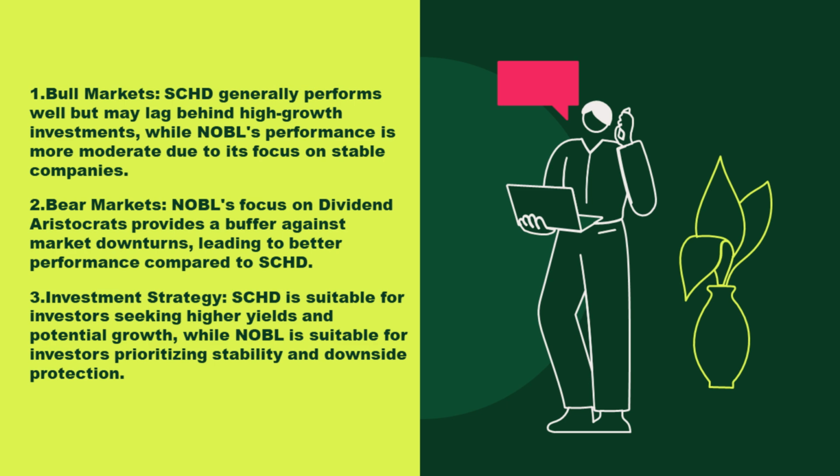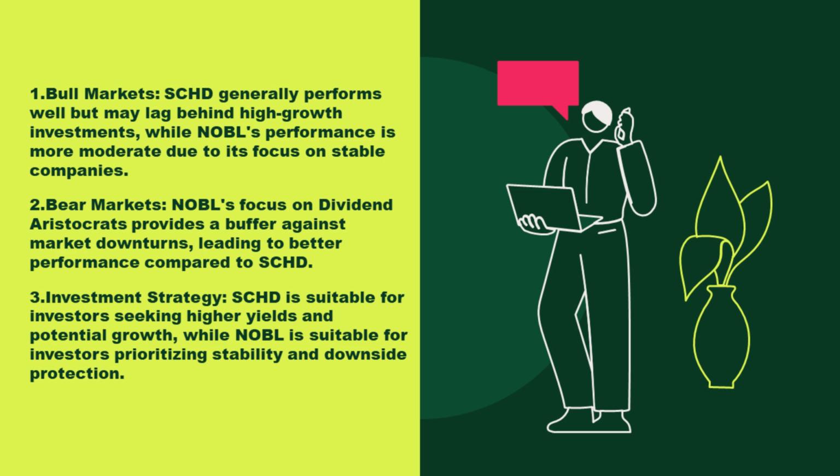Nevertheless, the strong fundamentals of SCHD's holdings and their consistent dividend payments contribute to its positive performance. NOBL, with its focus on dividend aristocrats, companies that have increased their dividends for at least 25 consecutive years, often experiences more moderate gains during bull markets. The companies in NOBL's portfolio are typically more stable and less growth-oriented.